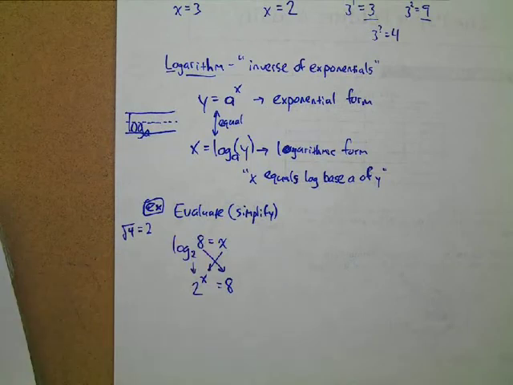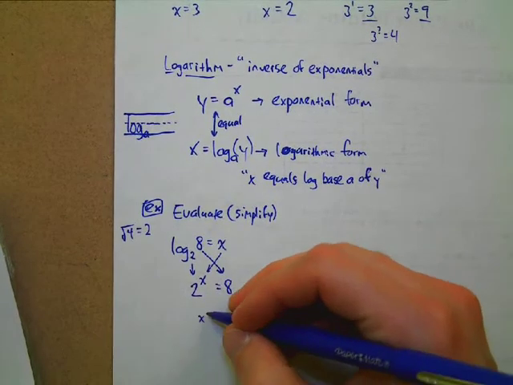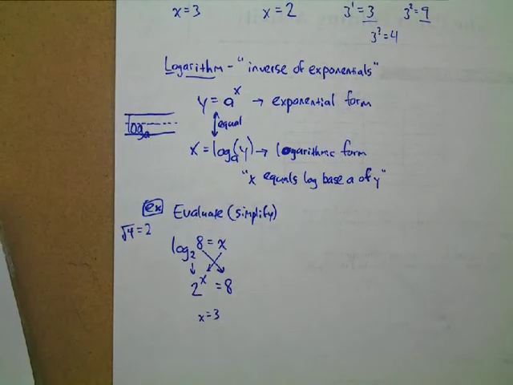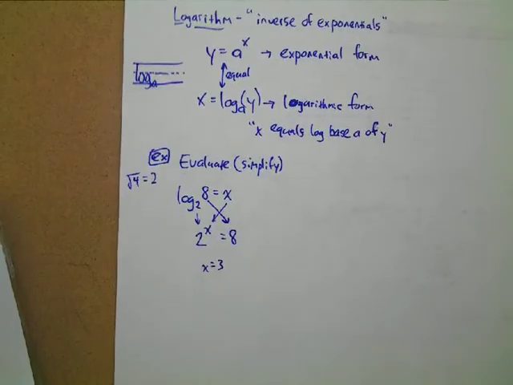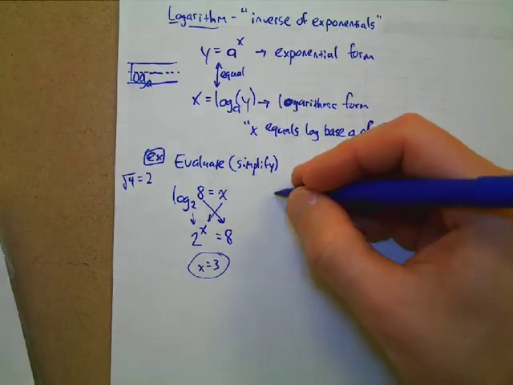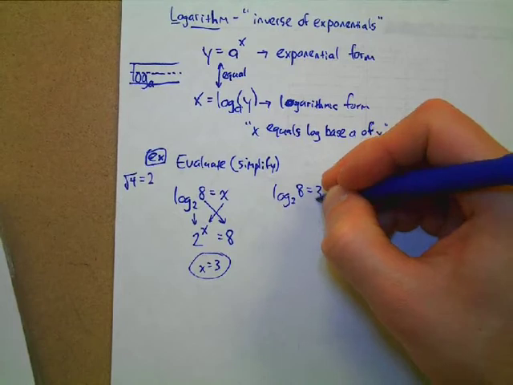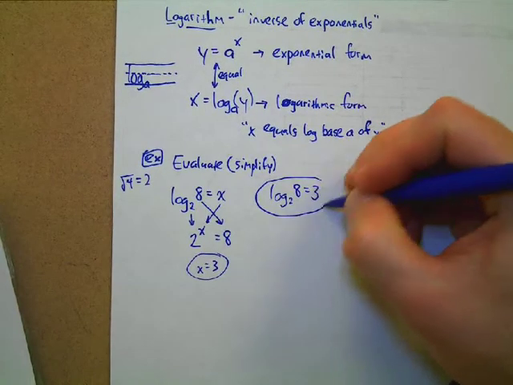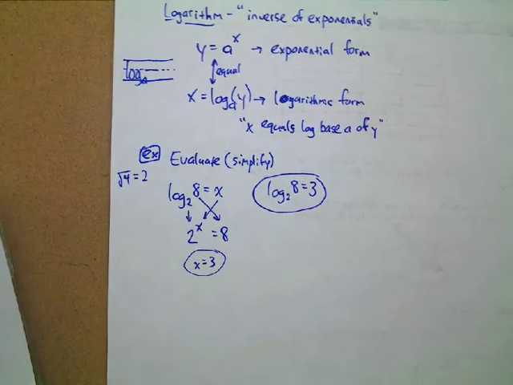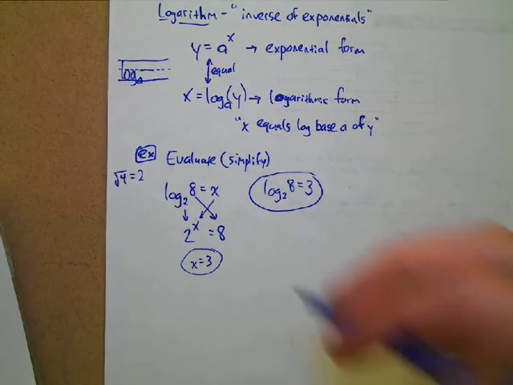Okay? And so what is our answer here? 2 to what gives you 8? Well, it's 3. 2 to the third power gives you 8. So in other words, log base 2 of 8 is equal to 3. Okay, 3 is our answer here.